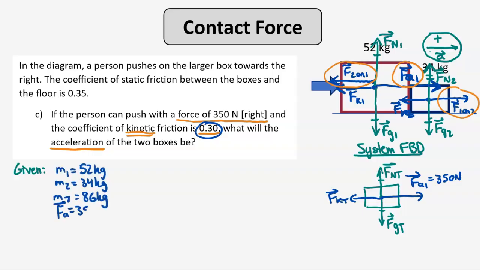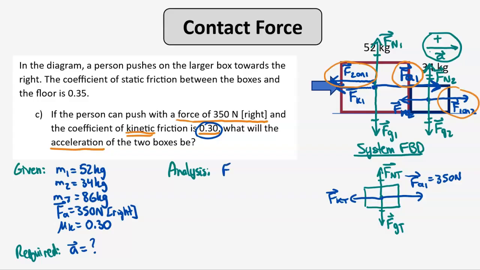So we write down our givens. They're the same masses as before, but now we have an applied force that's 350 newtons to the right. Our coefficient of kinetic friction is 0.30. And our required value here is we're required to find the acceleration. So that's A with the vector on top of that. We want to know the magnitude and direction of that acceleration.